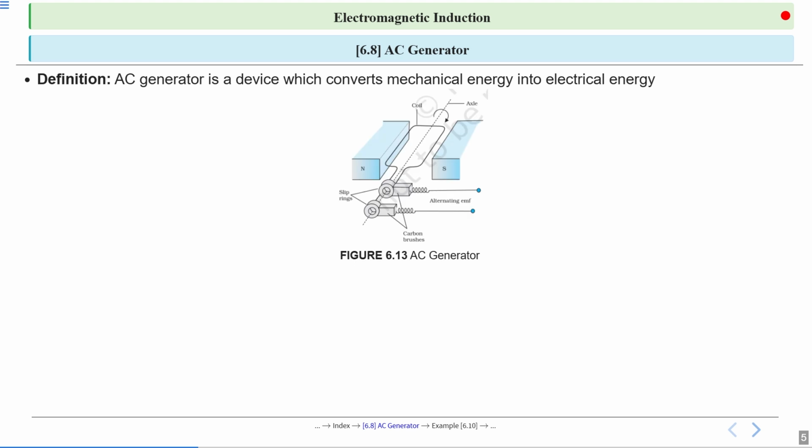So this is the diagram for the AC generator. Now you can see some major parts of this AC generator. There is a coil having N number of turns, and it is rotating in the magnetic field. The magnetic field is produced by these north and south poles. They can be fixed, and these poles can be permanent magnets or electromagnets.